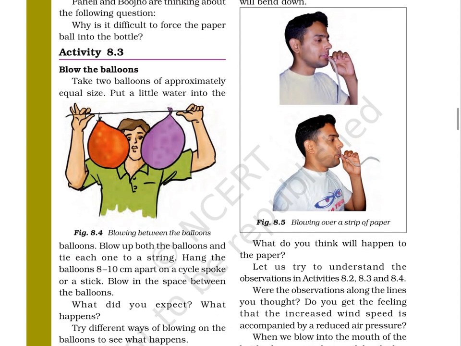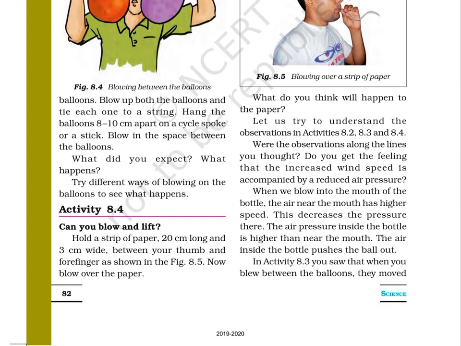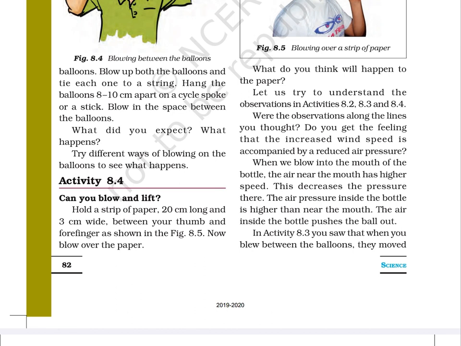Let us try to understand the observations in activities 8.2, 8.3 and 8.4. Were the observations along the lines you thought? Do you get the feeling that the increased wind speed is accompanied by reduced air pressure? When we blow into the mouth of the bottle, the air near the mouth has higher speed. This decreases the pressure there. The air pressure inside the bottle is higher than the mouth. The air inside the bottle pushes the ball out.